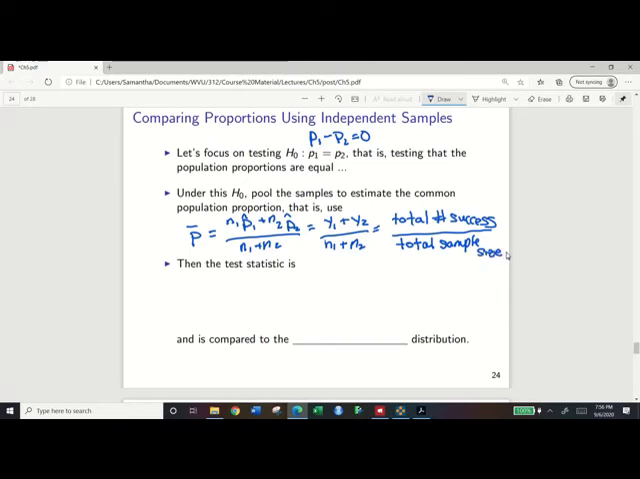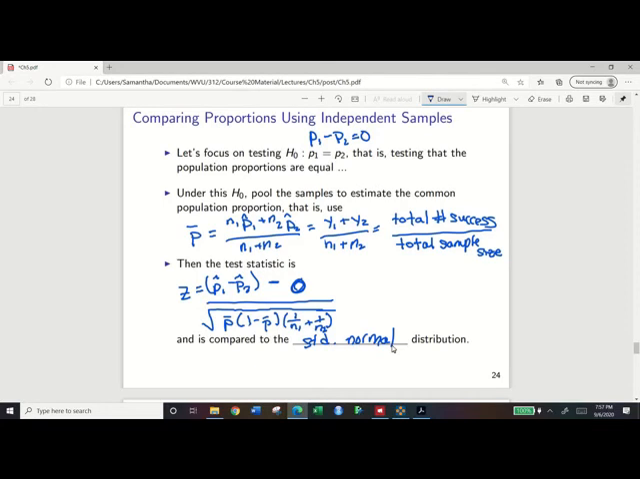So using this statistic, we are able to calculate our test statistic, which is z equal to P1 hat minus P2 hat, minus our hypothesized value, which in general is going to be 0, divided by the square root of P bar times 1 minus P bar multiplied by the quantity of 1 over N1 plus 1 over N2. And we compare this to the standard normal distribution, just like we did when we were comparing one population proportion.